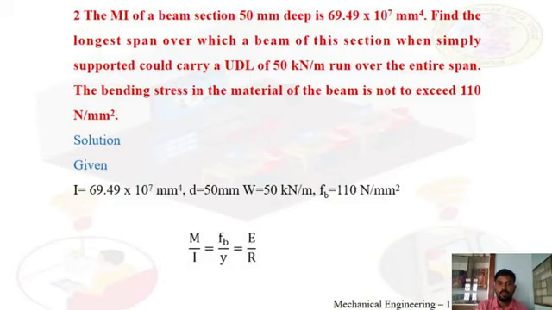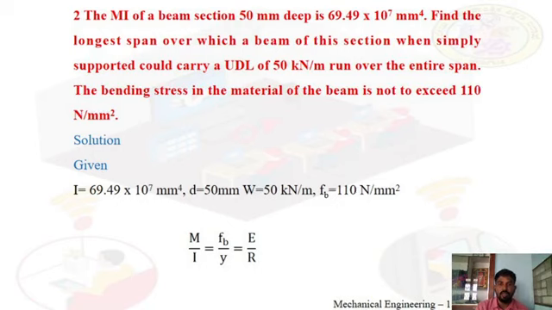So immediately start writing given things. So I is given, moment of inertia, that is 69.49 into 10 power 7 mm to the power of 4, and depth D is given, 50 mm, and load W, sorry, not width, that is load W is equal to 50 kilonewton per meter, and FB, the bending stress, is equal to 110 Newton per mm square.